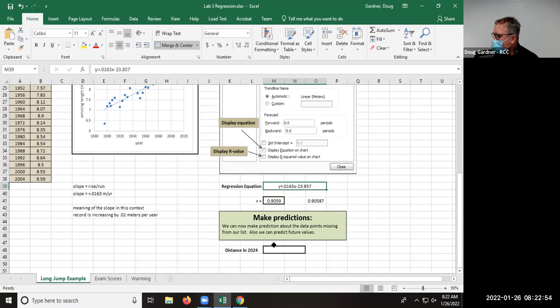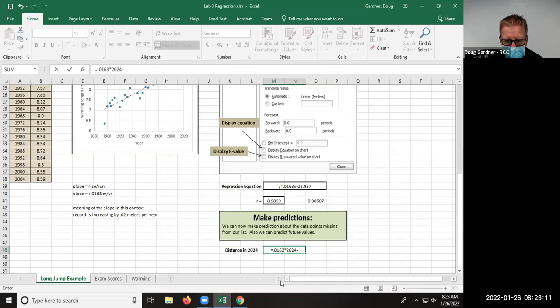And again, I could type that in my calculator and get it, but we are using Excel and it does this stuff automatically. So why not just say, hey, this cell will equal 0.0163 times 2024 minus 23.857.